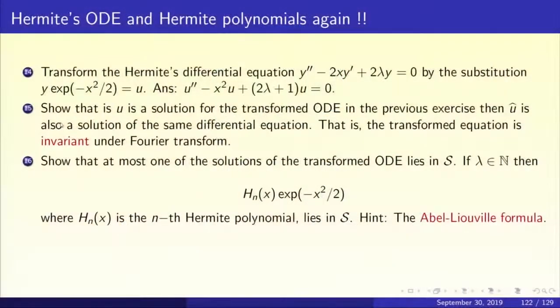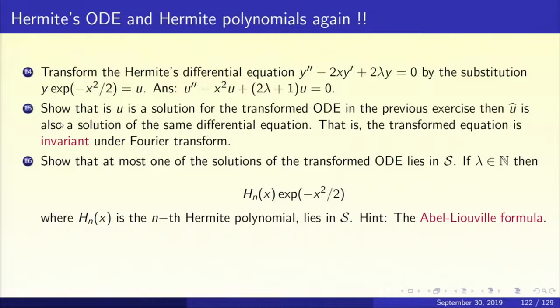In other words, u hat and u are multiples of each other. And so, if u is a solution, u hat is also a solution, but u hat is a constant times u. In other words, this solution u of the Hermite equation, which lies in the Schwartz space, is an eigenfunction of the Fourier transform operator. y double prime minus 2xy prime plus 2 lambda y has a polynomial solution H_n(x) when lambda is a natural number.